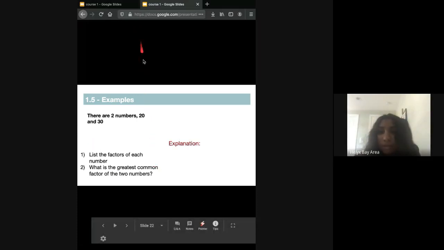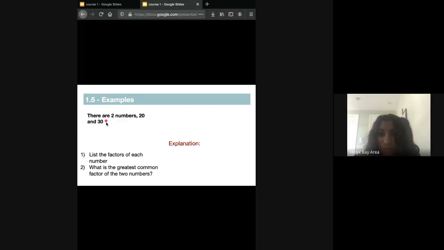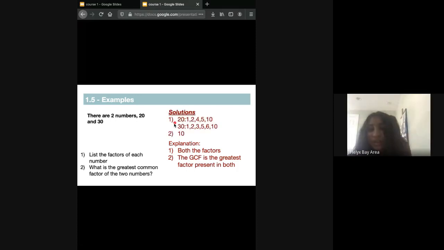Okay, so we have these two numbers, 20 and 30. We find the factors of both numbers, and then the greatest common factor is the greatest factor present in both. So we have 20 here. The factors of 20 are 1, 2, 4, 5, and 10, because these are all the numbers that you can divide 20 by. Like you can divide 20 by 1, 2, 4, 5, and 10. So therefore, these are the factors of 20. And then for 30, the factors are 1, 2, 3, 5, 6, and 10.